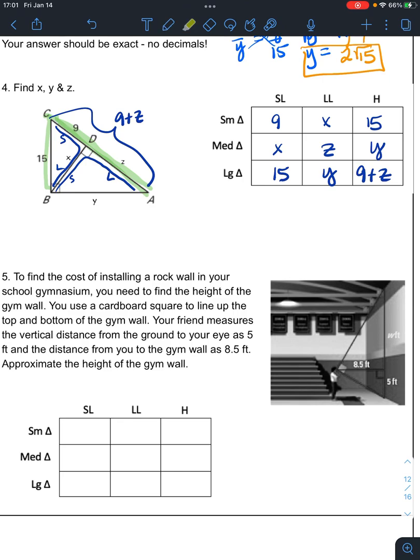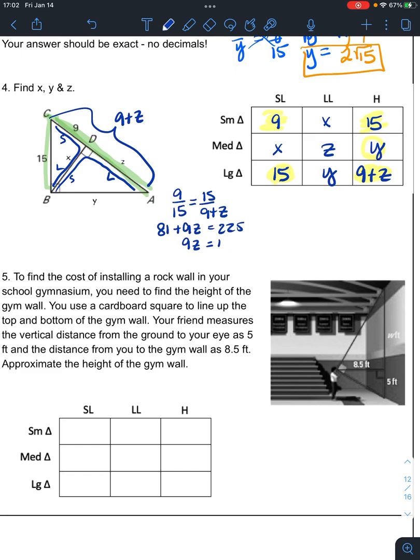It introduces too many. So if we keep going, we'll see here I notice 9 plus Z. I can't use Y, but I could use 15. And I can't, again, use this Y, but I can use this 15, and I can use that 9. So that makes it good because then I have one variable, and I can set up my equation to solve. So cross multiply, you get 81 plus 9Z is equal to 225.